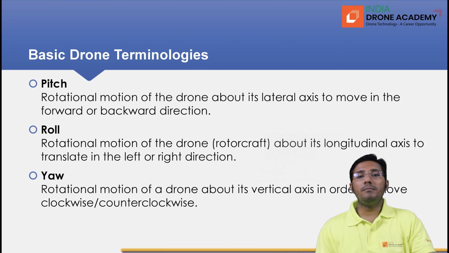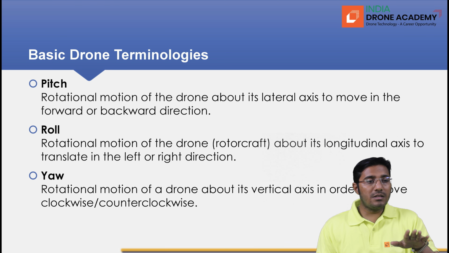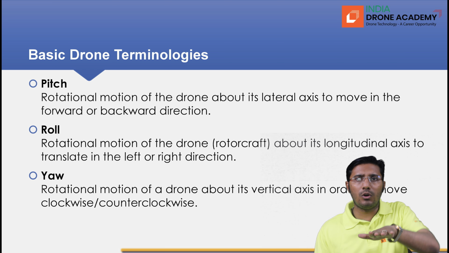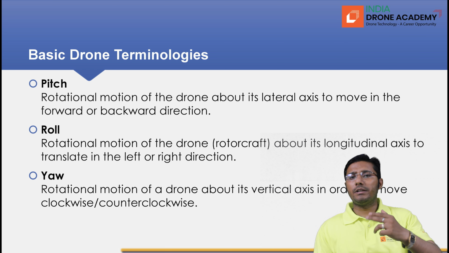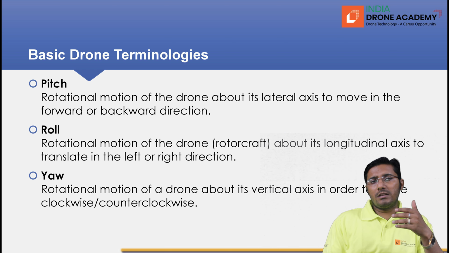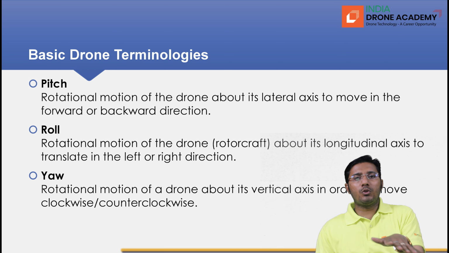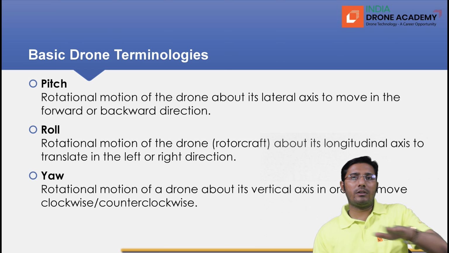There is another term, pitch. Pitch is again a kind of rotational motion of the drone about its lateral axis, and this motion is not very high in its angle. It is just a little deflection downwards or upwards about its lateral axis. While performing this rotational motion, a drone can move in the forward or backward direction. Roll is another rotational motion of the drone, and this motion takes place about the longitudinal axis. This rolling motion allows the drone to translate in the rightward or leftward direction.